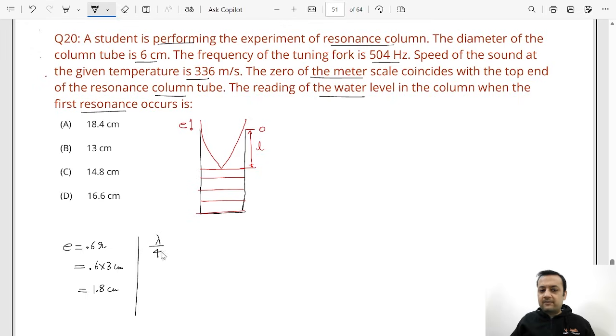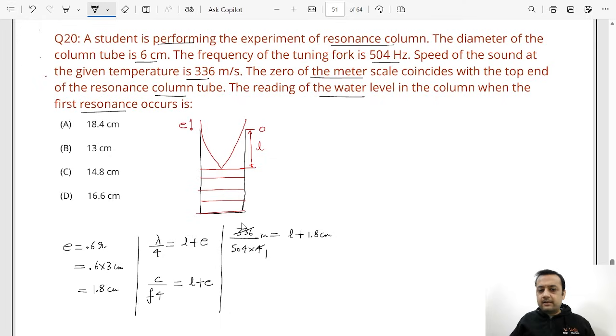So we can say that lambda by 4 is equal to this length of the air column L plus end correction E, right? Now lambda is the wavelength of the wave, which we can write as speed of the sound wave divided by frequency. So lambda by 4 is equal to L plus E. Speed of the sound wave is given as 336. Frequency is 504, into 4, is equal to L plus E. E is 1.8 centimeter, remember, whereas this will be in meters.